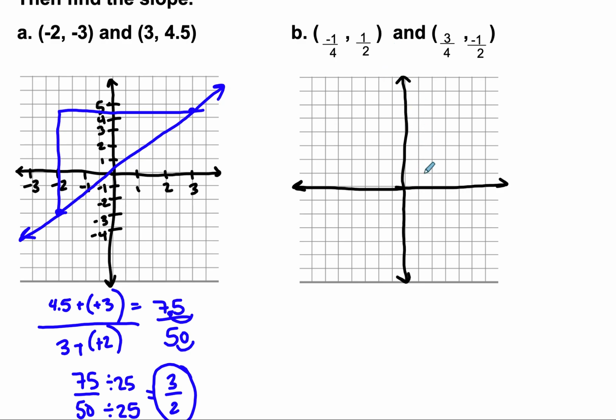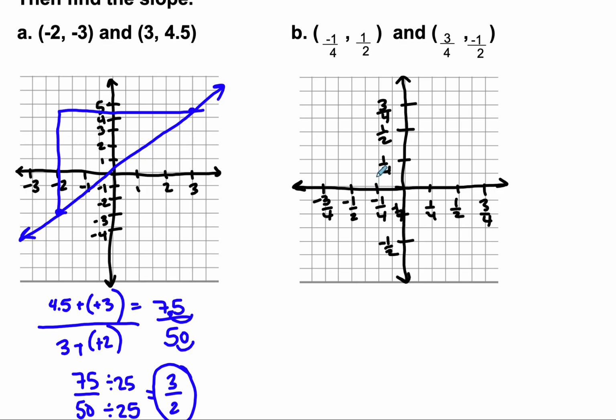So now I'm going to go ahead and number these by fourths. 1/4. 2/4 would be 1/2. 3/4. -1/4, -1/2, -3/4, 1/4, 1/2, 3/4, -1/4, -1/2. Okay.